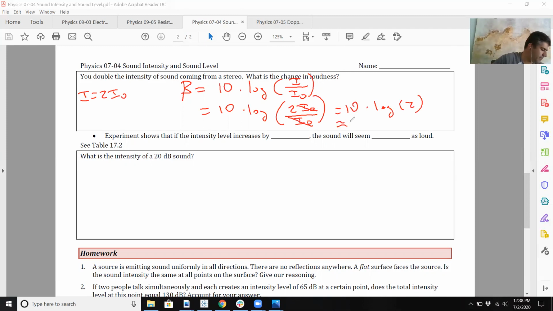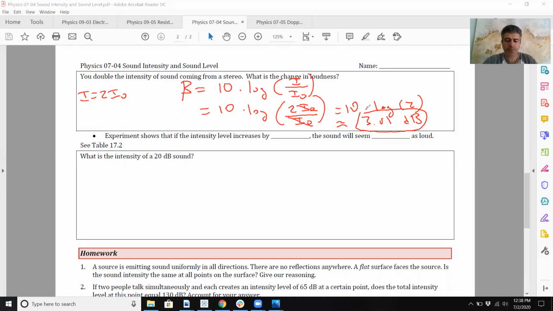You should get, and I actually have a calculator here. At least I thought I had one. Oh, there it is. Yeah, you get about 3.01. And we use dB as decibels for the units for that. So it's not terribly loud, or the change of loudness is not that much.